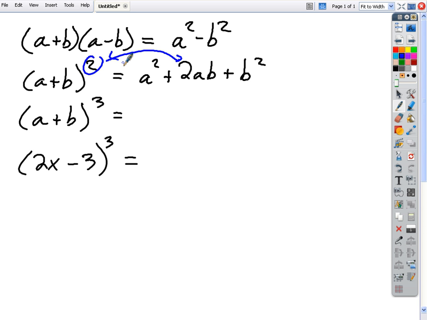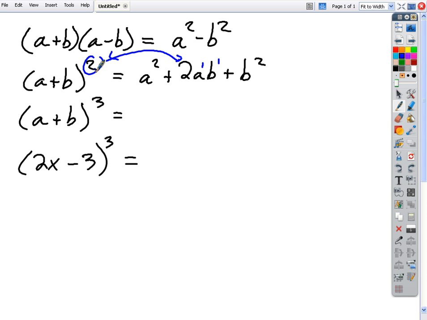Every time we expand a binomial like this, a plus b to any power, notice that the exponents always add up to 2 in this case, right? Whatever the power of the binomial is, they always add up to that power. There's an invisible b to the 0 there that we just don't write. What is anything to the 0? 1. So it's there, but we just don't write it. And then there's an invisible a to the 0 right there, right? And so 2 plus 0, 1 plus 1, 0 plus 2. The exponents always add up to that power, right?